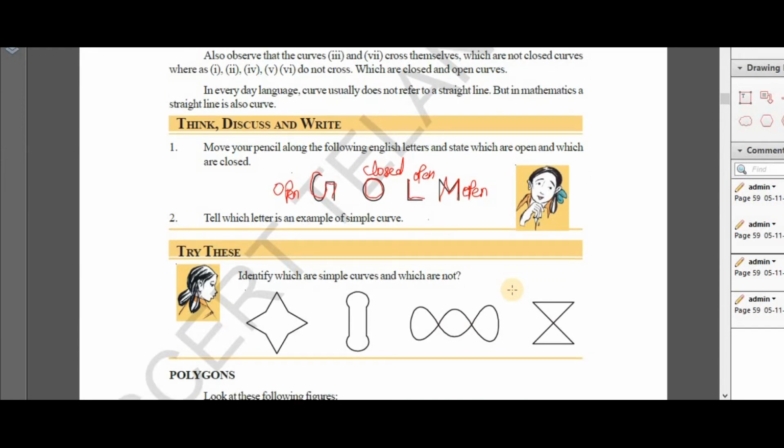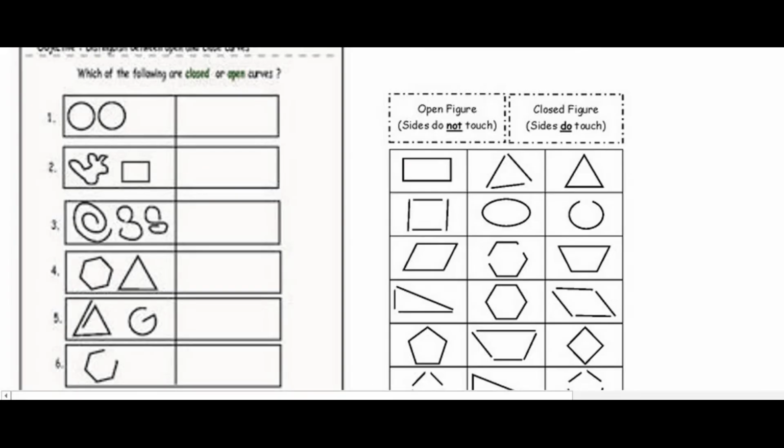Now we'll move on to the next one. Try these. Identify which are simple curves and which are not. This is a simple curve. This is a simple curve. This is not a simple curve. This is not a simple curve. Why is it not a simple curve? Because it is overlapping on the other one. And this is also coming like that only. So that is the reason these two are not simple curves, whereas these two are simple curves. Now we will see which are simple curves and which are not, with some more examples.